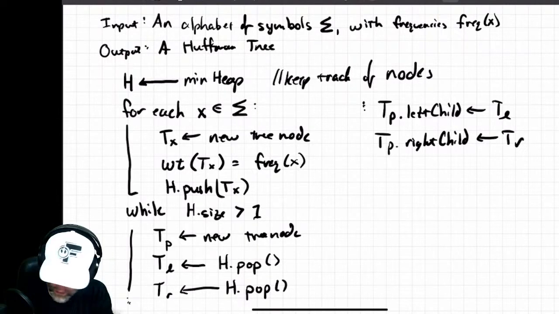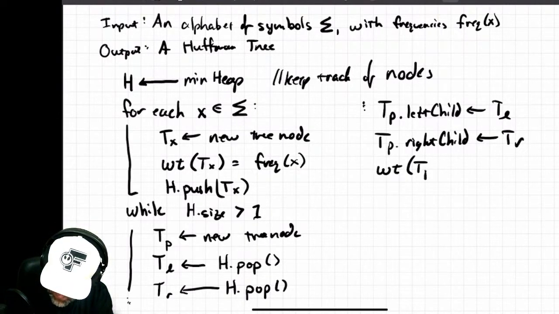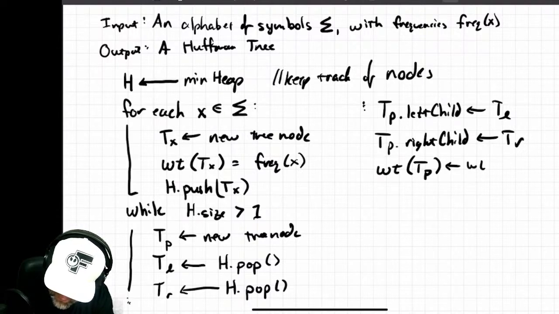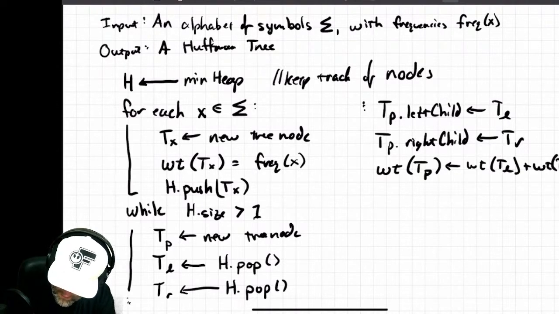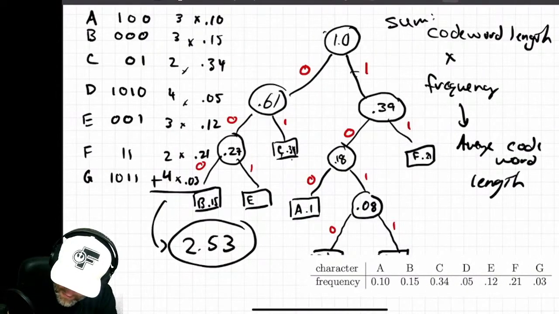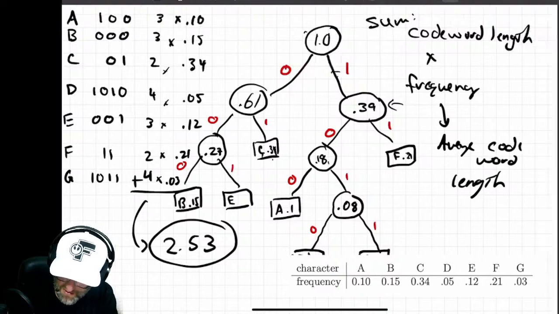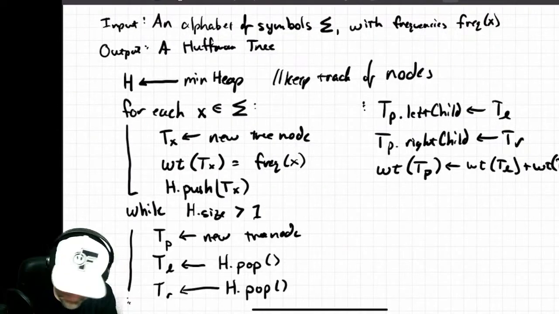Okay. And then I need to update the weight of T sub P. And I'm going to be setting that equal to, here, I'll use the arrow syntax here. That's going to be the weight of T sub L plus the weight of T sub R. Remember when we drew it, all I did was take the weight of the left child, take the weight of the right child, and then that became my new weight. I added them together. Okay.